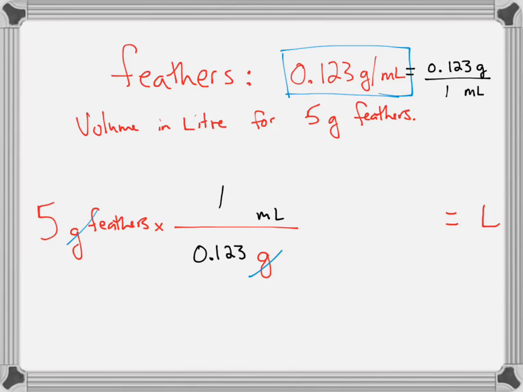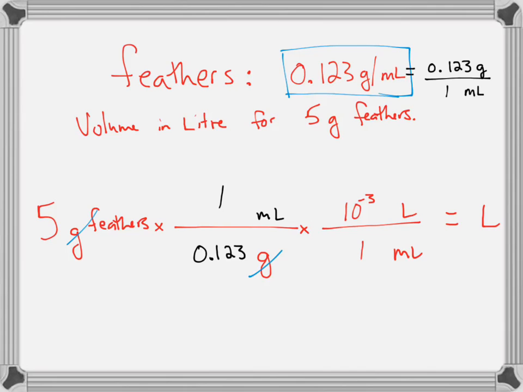Is milliliters equal to liters? No, so I have to convert it. Do I know a conversion between milliliters and liters? Yes, this is one you're responsible for. Milli means 10 to the minus 3. And we now have our calculation. So we can take 5 times 10 to the minus 3, 0.123 times 1, and then divide numerator and denominator.